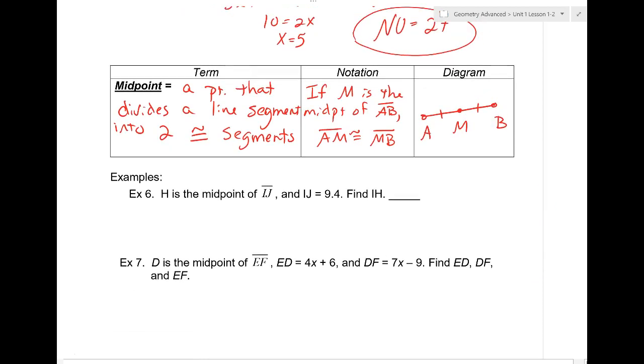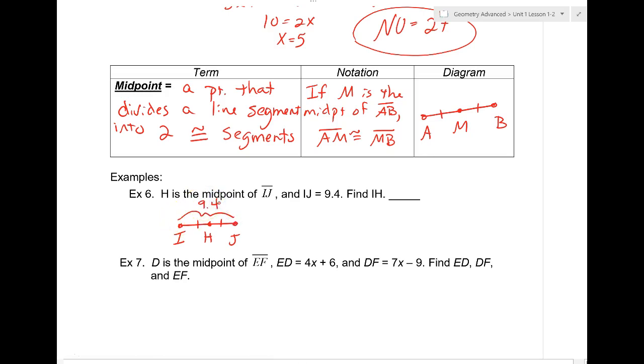All right, example 6 here. It says H is the midpoint of IJ. What's missing again? A diagram. Make sure you give it to me. Here's IJ. H is the midpoint. What should I mark on there? If it's a midpoint, you should automatically mark 2 congruent segments. If not, you'll get yelled at, okay? Always give me 2 congruent segments. And then the length of segment IJ is 9.4.